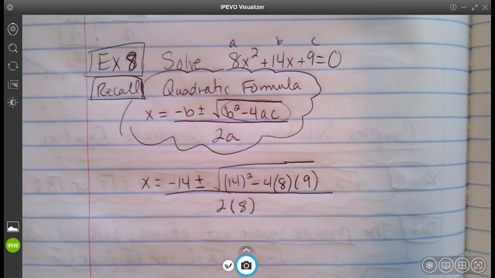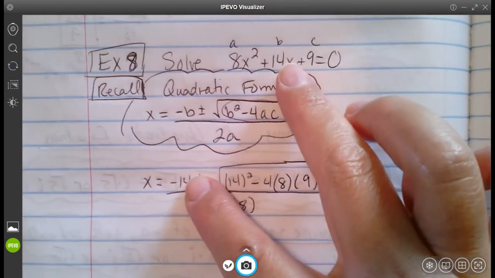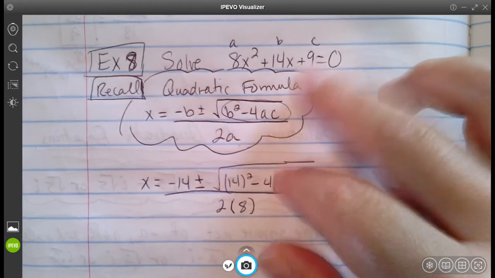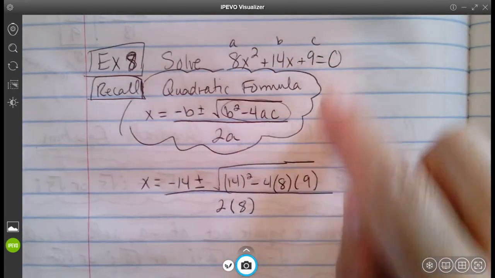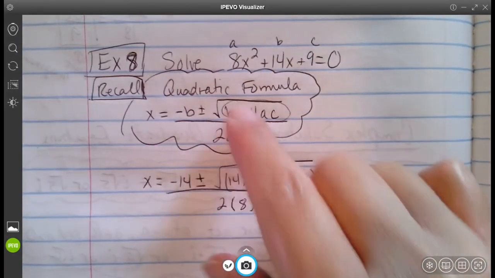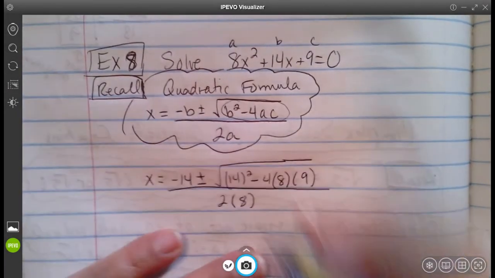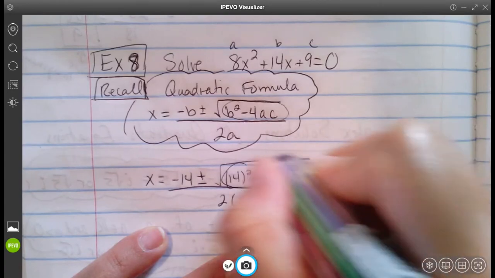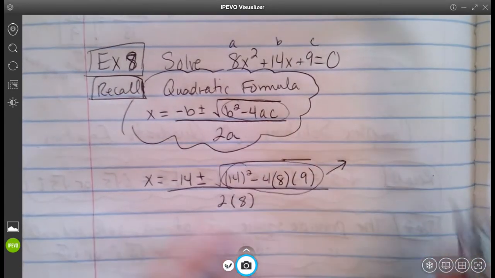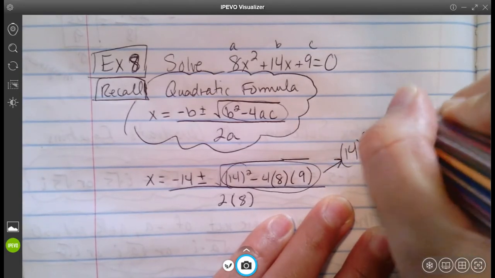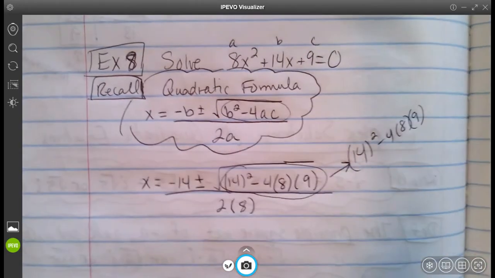You want to make sure everything is plugged in correctly because this is where most of the mistakes tend to happen. So negative b, b squared minus 4 times a, we're good, and then c, 9, okay, over 2a, so 2 times 8. So it looks like we're good to go, okay. Typically, I like to calculate this part first, just kind of on the side. So 14 squared minus 4 times 8 times 9.